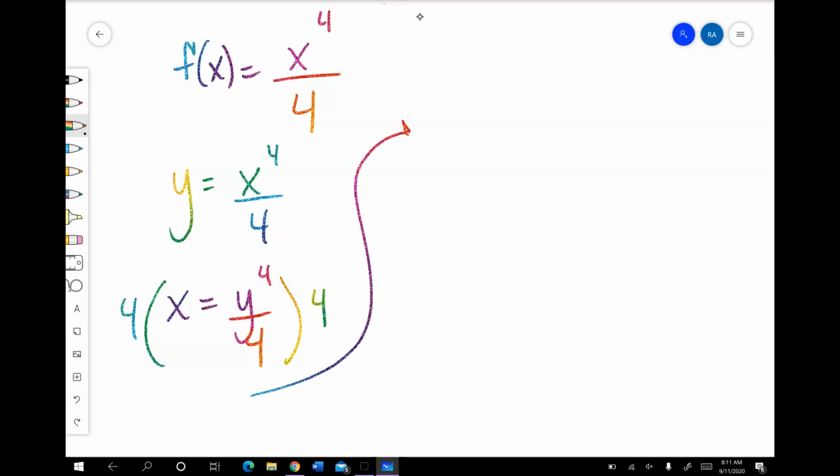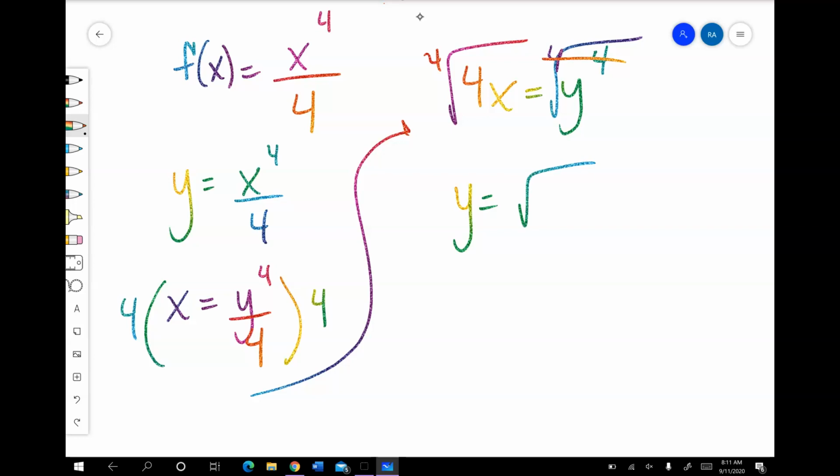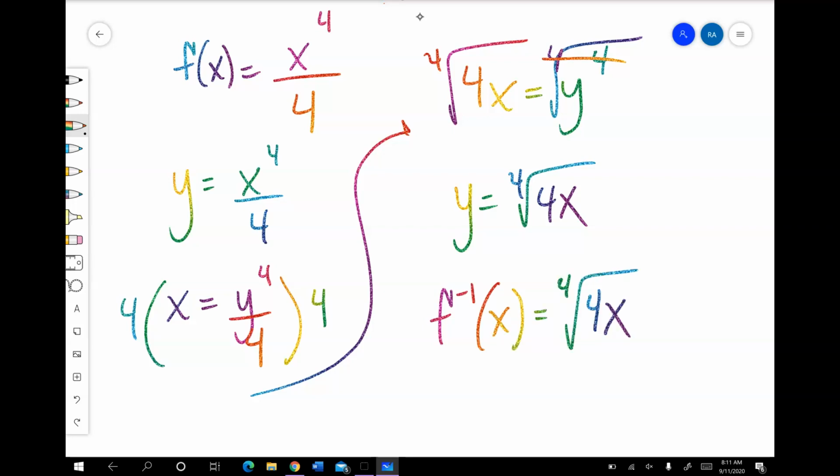We've got 4x is equal to y to the 4th. To get rid of the 4th power, we have to take the 4th root. Okay? When I do that, I get y equals the 4th root of 4x, which is really f inverse of x equals the 4th root of 4 times x, not 4 to the x. All right, so that's how you get rid of exponents.